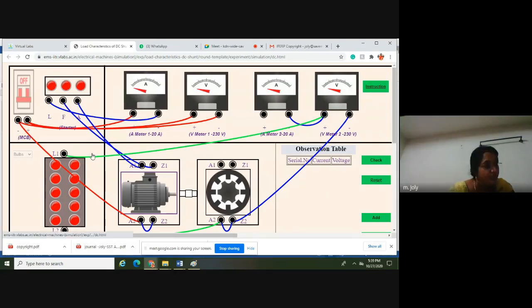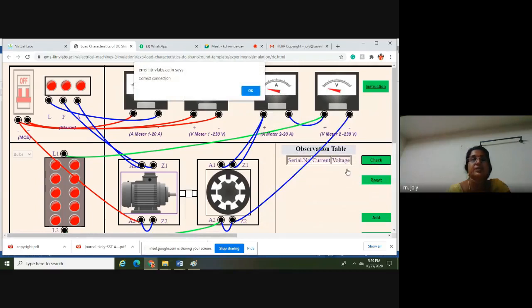Next, ammeter 2 positive to A1 of generator. Next, ammeter 2 to Z1, the same terminal, you have to connect from here to Z. So this completes the diagram. If you want to see instructions, you can see here also. Then you will be checking. It is showing correct connection.